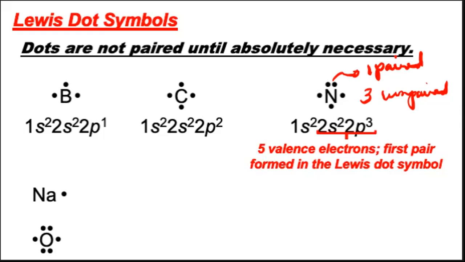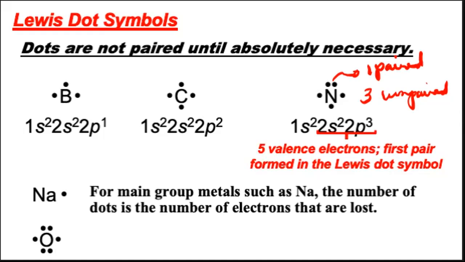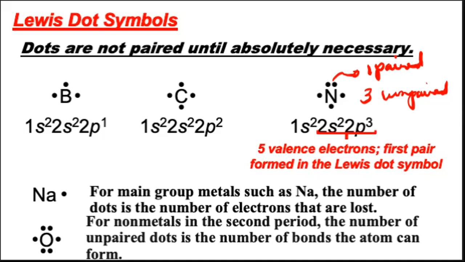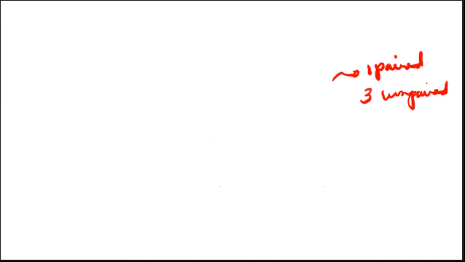For main group metals such as sodium, the number of dots is the number of electrons that are lost. For non-metals in the second period, the number of unpaired dots is the number of bonds the atom can form. That will be explained further. Now, therefore, what do we do next?